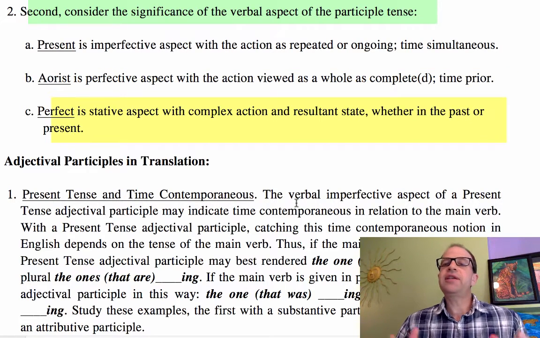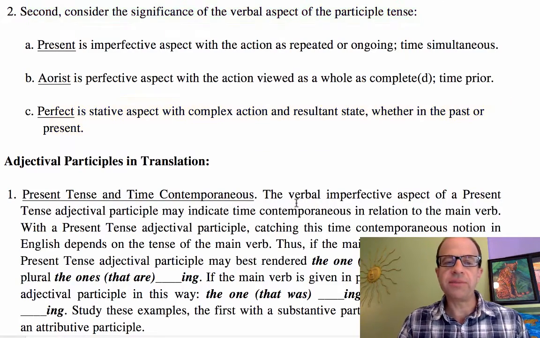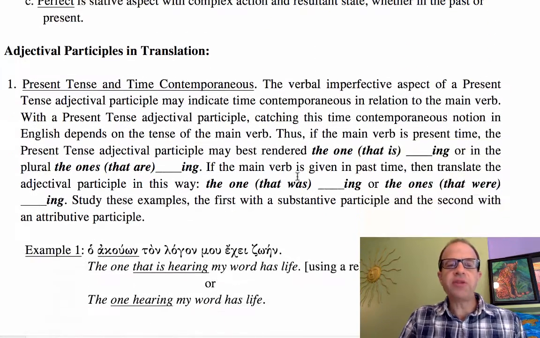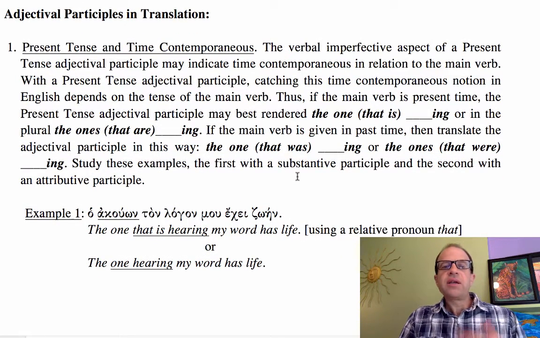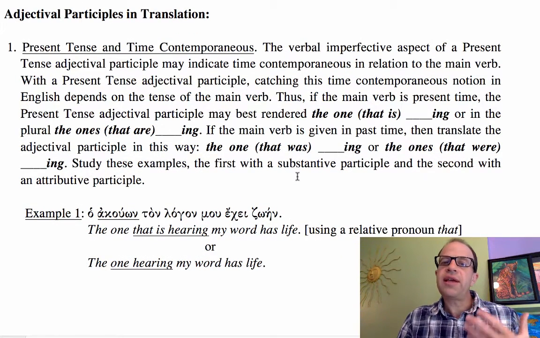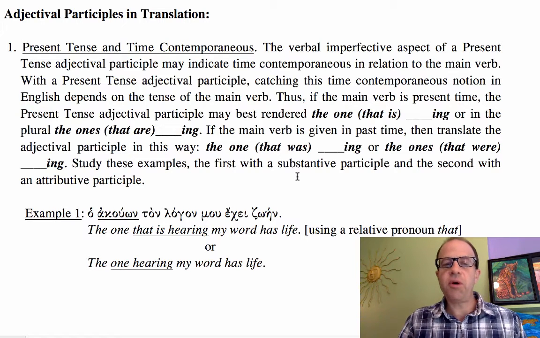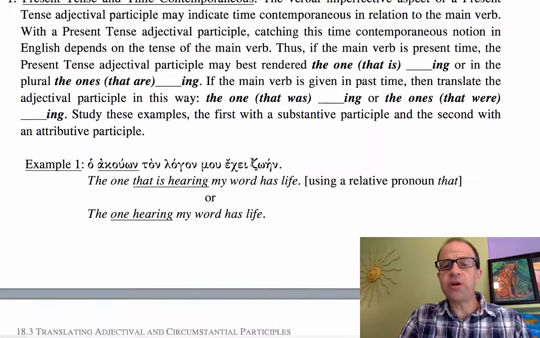And the perfect indicates stative aspect with complex action and a resultant state, whether in past or present time frame. That's kind of dependent on the context. So adjectival participles in translation try to render the time contemporaneous or progressiveness of the present tense participle when it's used adjectively. That's sometimes hard to do.